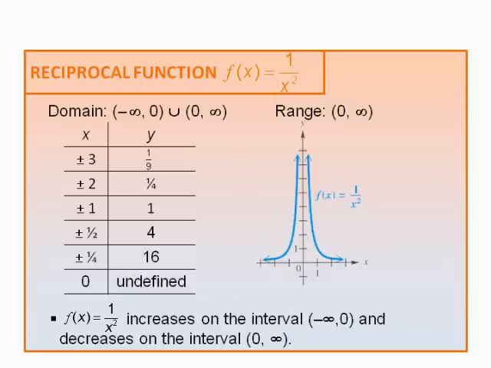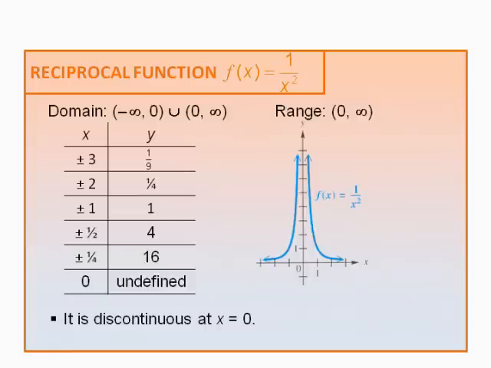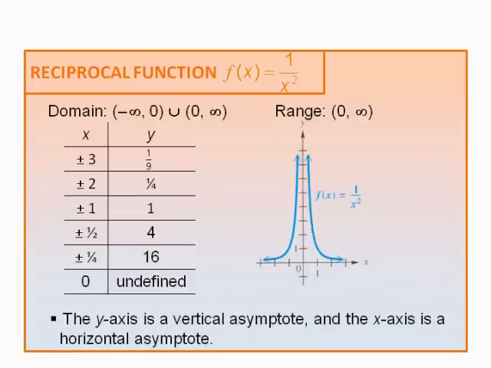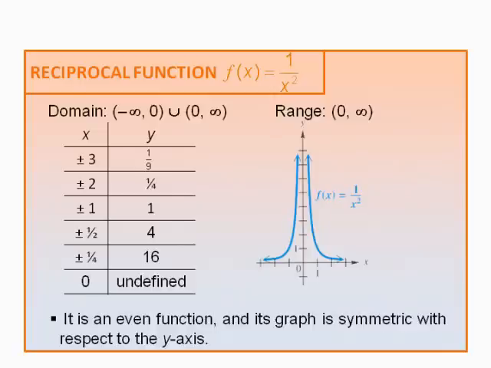So this graph, y equals 1 over x squared, increases on the interval negative infinity to 0. So on this side, notice it's going up. You've got a positive slope along the x-axis, while from 0 to infinity, it decreases. So good increasing, decreasing, constant stuff here. It is discontinuous at that point, x equals 0. X cannot be 0 in this one. The y-axis is the VA, and the x-axis is the HA.